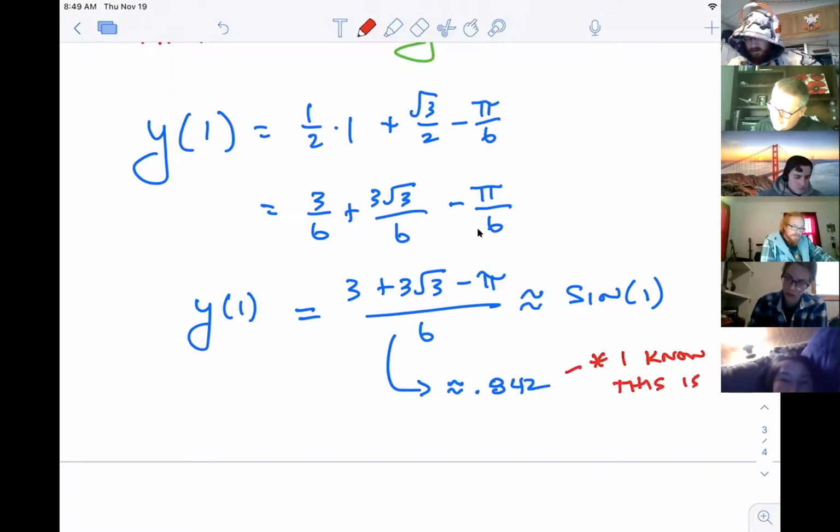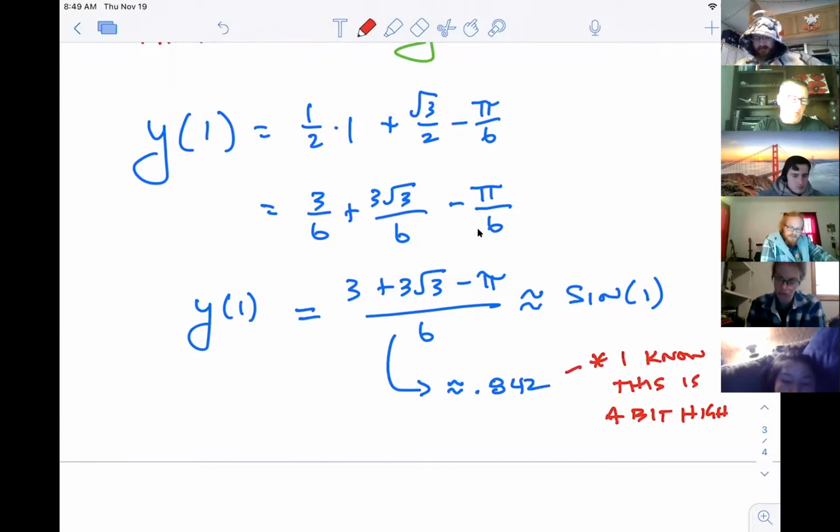I know this is a bit high, right, from the graph. Yeah, but it's still within a thousandth. Yeah, so you busted out your calculator. I haven't done this yet, but the sine of 1 is actually, I'm in degree mode apparently. Yeah, I did that too. Well, that's good to know I'm not alone.